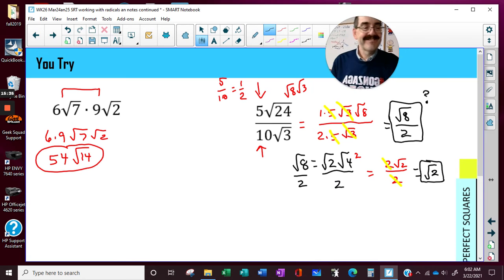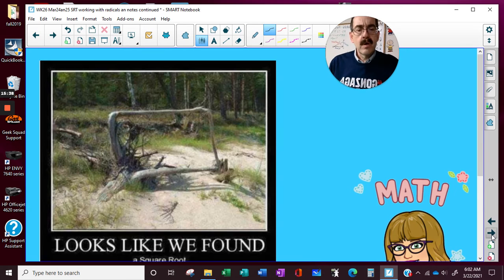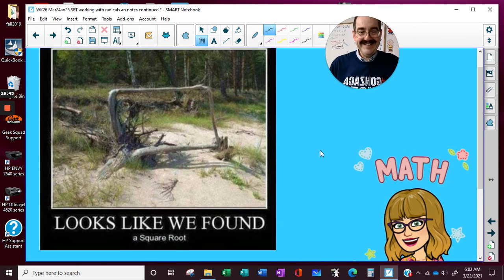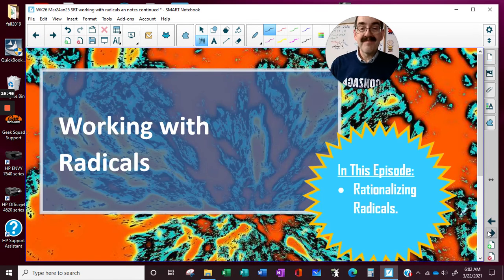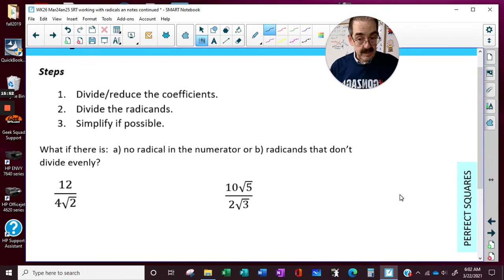Alright, nice job. Okay, now we've found a square root. Thank you, Miss Perrier. Alright, now, depending on the time in the class, we might discuss rationalizing a radical. Okay? In math, we don't like this. We don't like square roots in the basement. We don't like square roots in the denominator. And there's an easy way to get rid of them.